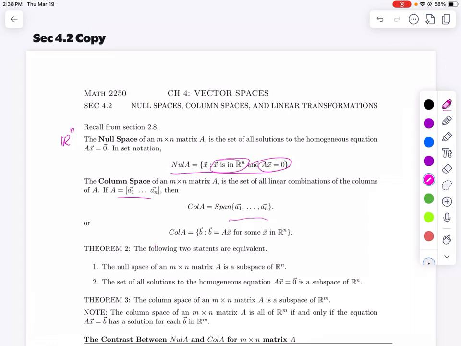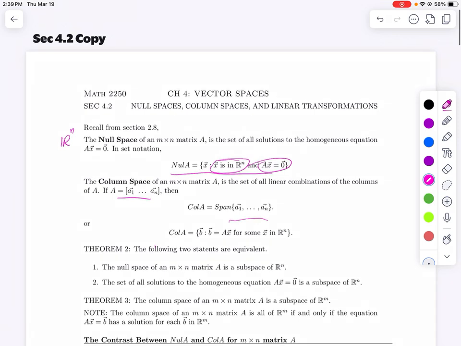There is a theorem here, theorem 2. It says the following two statements are equivalent. What do we mean by equivalent? That one can be replaced by the other, or one can be used in place of the other. So what are the two statements? One says the null space of an M by N matrix A is a subspace of Rn, which is what is in the definition. That also means that the set of all solutions to the homogeneous equation Ax equals 0 is a subspace of Rn. So same thing.